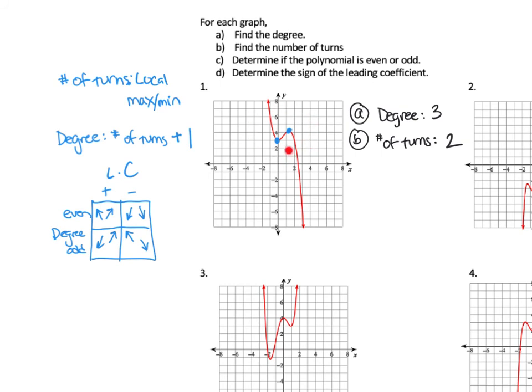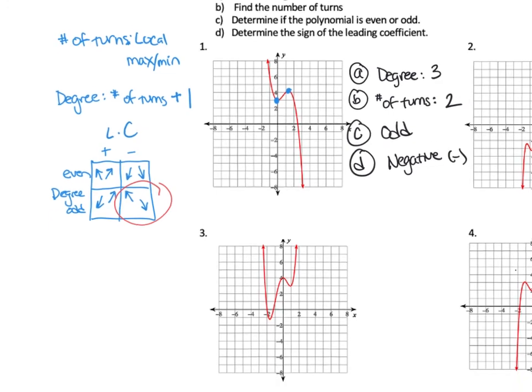So I take a look at where this is and I see, okay, my left side's up, right side's down. That looks like this box right here, where we have an odd degree. So we've determined this is an odd polynomial. So this is odd. And we need to determine the sign. Well, this is a negative leading coefficient. So it's negative. And there you go. So let's try this with one more graph.